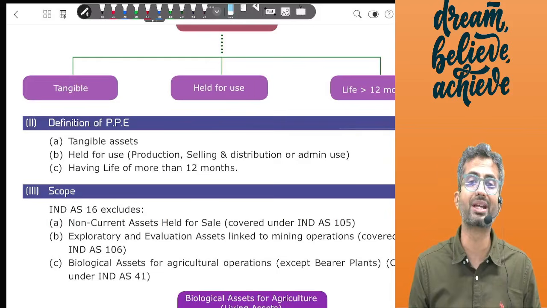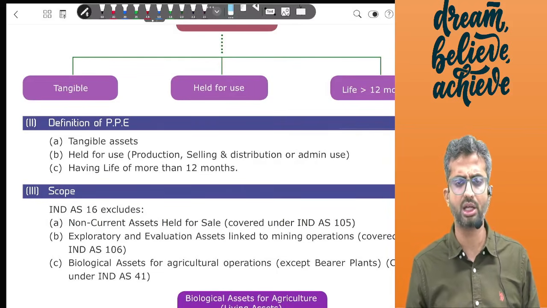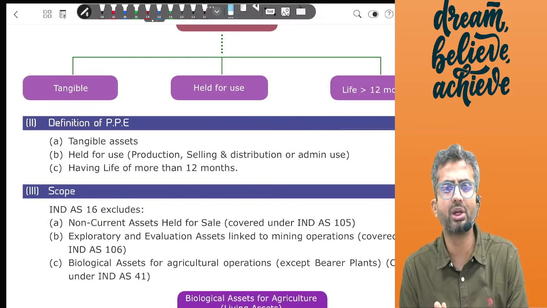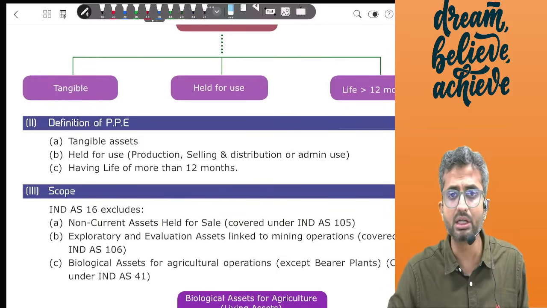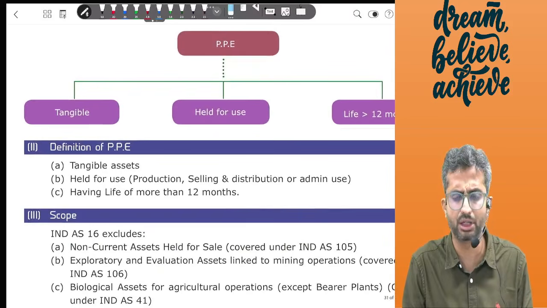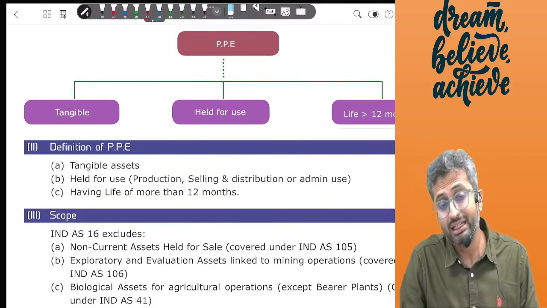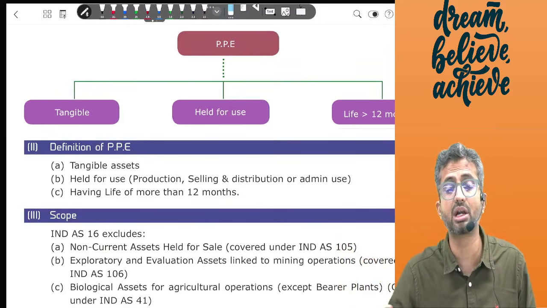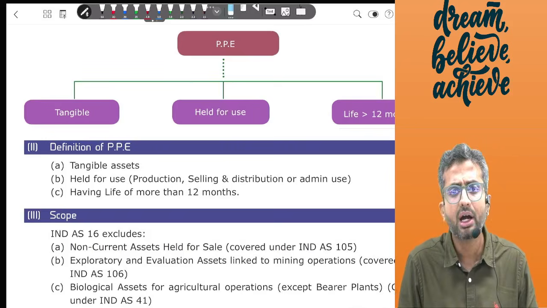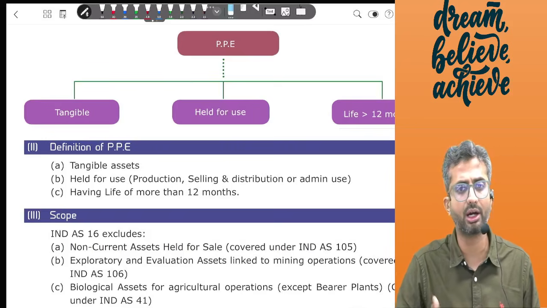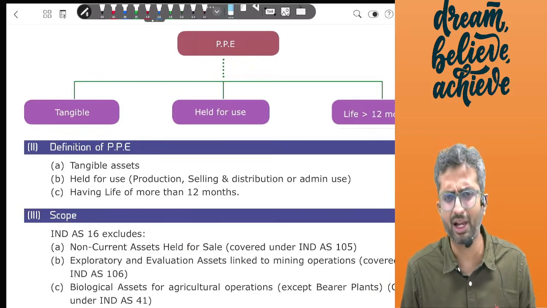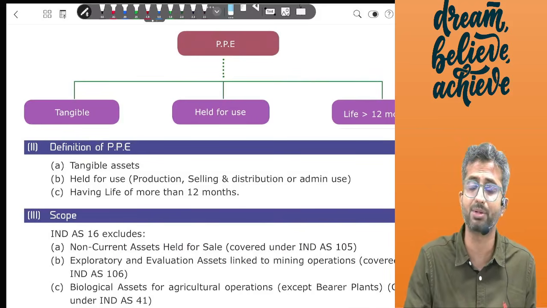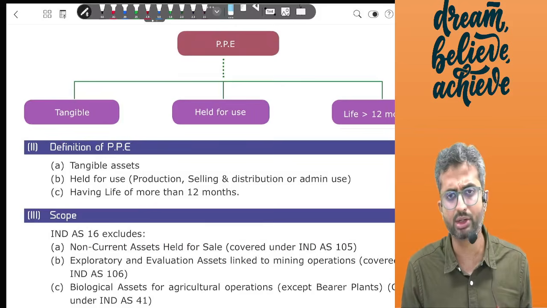Now there would be certain scope exclusions of items which are not covered under, let us say, IND AS 16. First being non-current assets held for sale, because usually these non-current assets, like you might buy furniture, but sooner or later you might have to sell that furniture, and as a result this furniture, once it is decided to be sold, is no longer held primarily for use, and hence it is classified under a separate accounting standard called IND AS 105. Second is your exploration and evaluation assets. That is a very specific case pertaining to IND AS 106. Not very important from the exam perspective, because 106 itself is not there in your CA final.